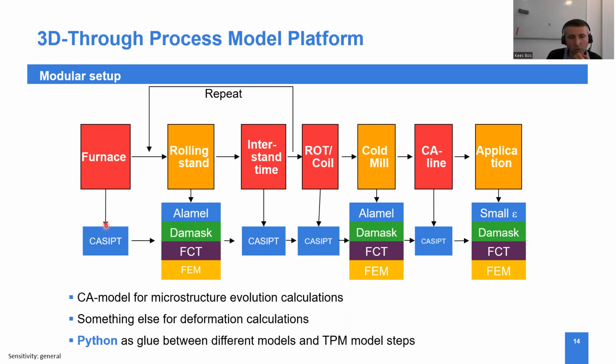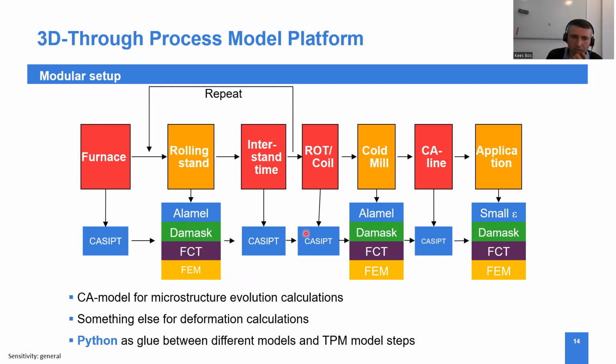And then here below, you see the type of model that we want to apply there. You see everywhere in red where we essentially have a microstructure evolution step. We have written CASIPT, which is a cellular automata model for microstructure evolution calculations. And then for deformation, the idea was that we are more open, so where necessary we could apply crystal plasticity either through DAMASK or finite element modeling, but also we could use non-topological models like full constraint Taylor or the LAMEL model.